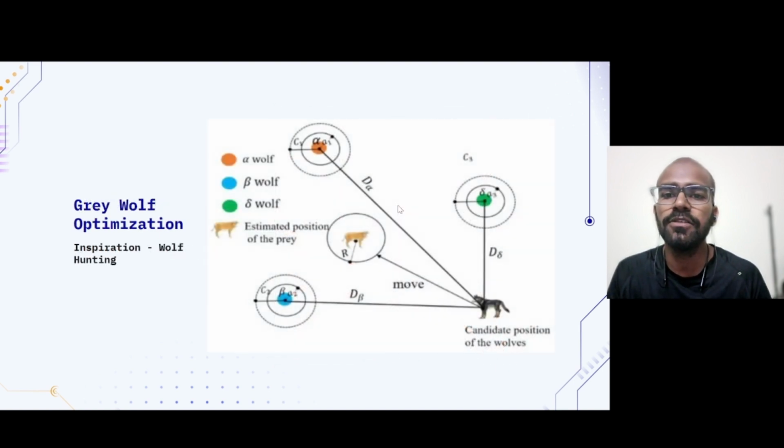Then the last algorithm is gray wolf optimization. It is inspired from wolf hunting. It is based on the hunting behavior of gray wolves. It uses a hierarchical leadership structure in which alpha, beta, delta, and omega wolves define the hierarchy of the wolves to balance exploration and exploitation, making it effective for UAV path planning optimization and multi-objective problems.